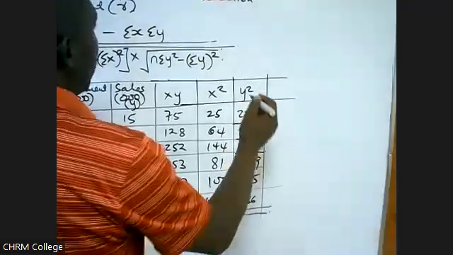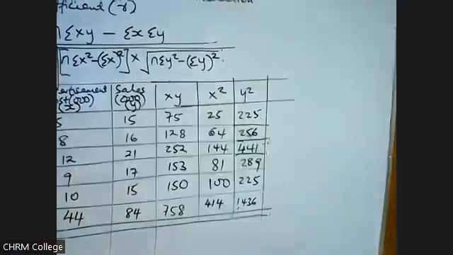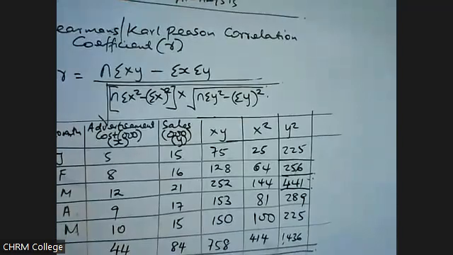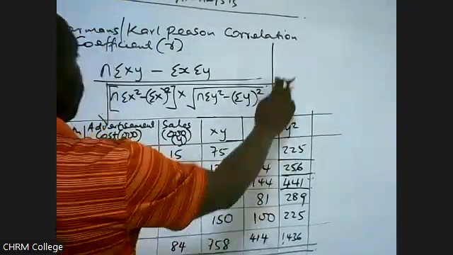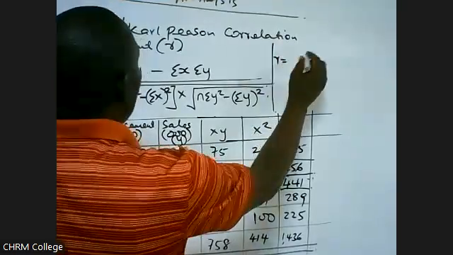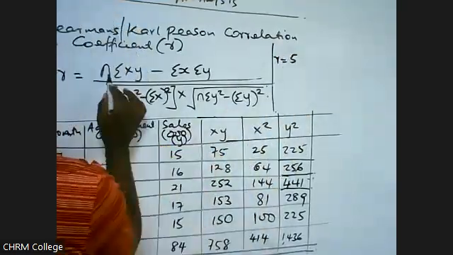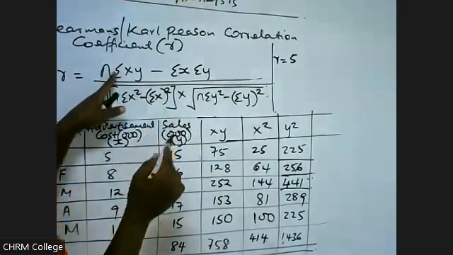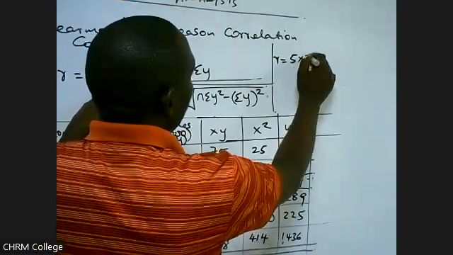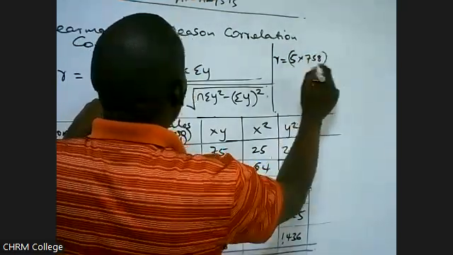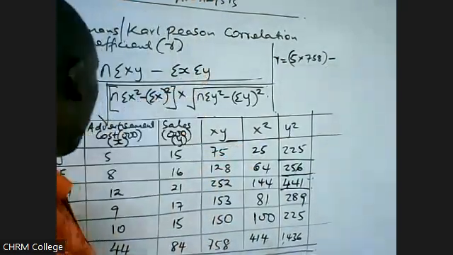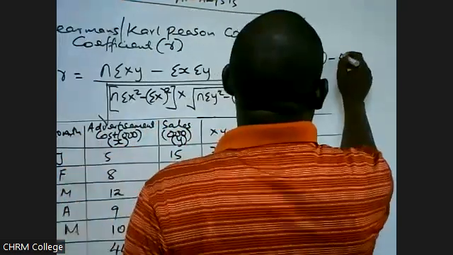So we are going to come here and say, let me compute this here. N is 5, so our r, small r, will be equal to 5, that is n, times summation of xy. And the summation of xy is what? 758. Minus summation of x times summation of y, which is going to be what? 44 times 84.